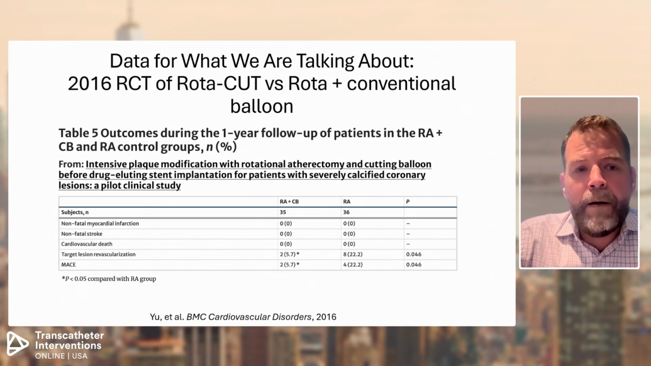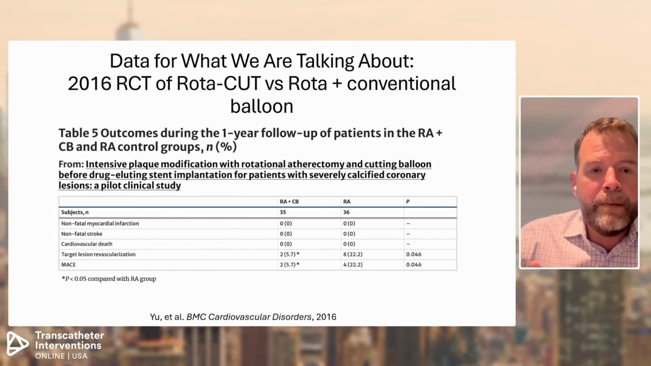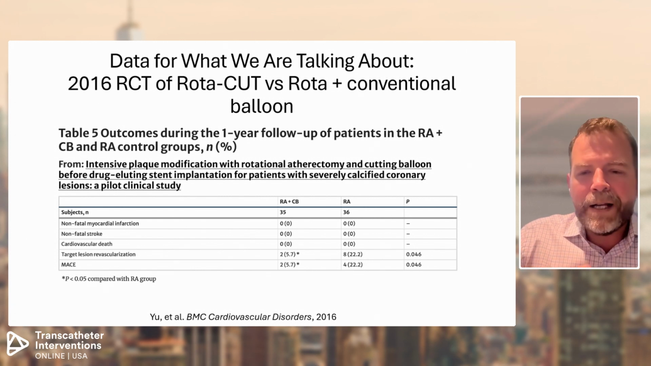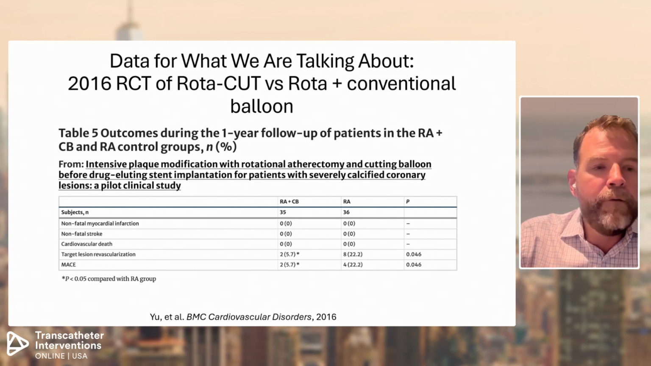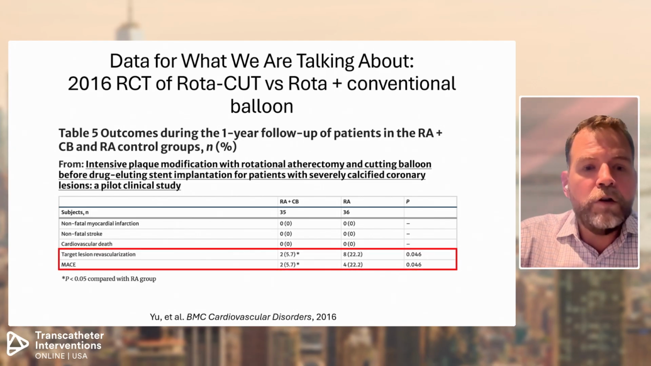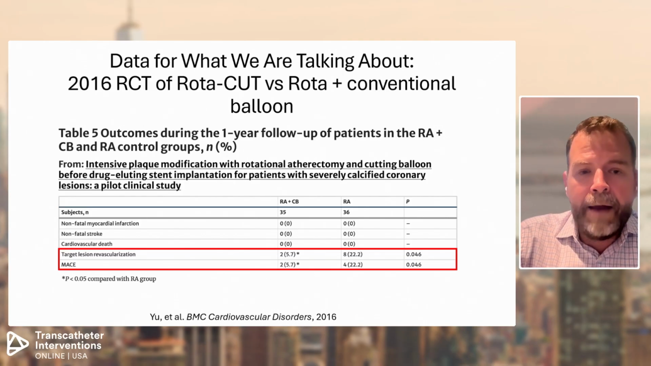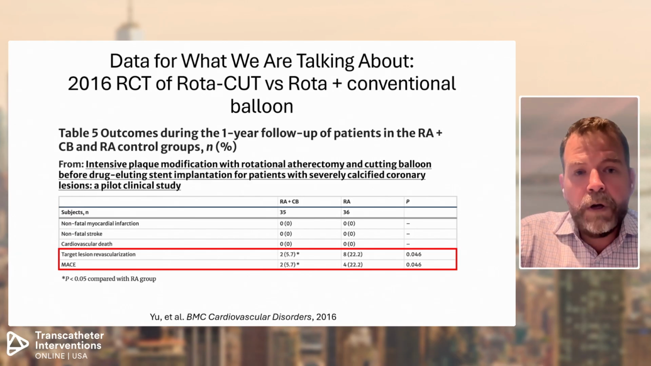What we are talking about, however, is really using a combination of rotational atherectomy plus a cutting balloon versus rotational atherectomy and a conventional balloon, meaning typically NC balloons in this scenario, for heavily calcified vessels. There was an interesting trial several years back that did show, in fact, that you could reduce your MACE, really driven by target lesion revascularization, when you used a cutting balloon after rotational atherectomy compared to a conventional balloon.